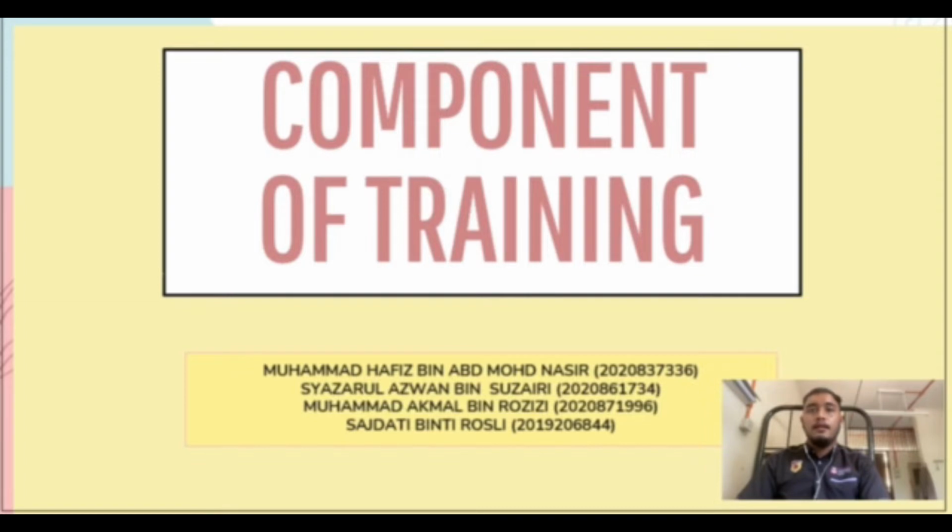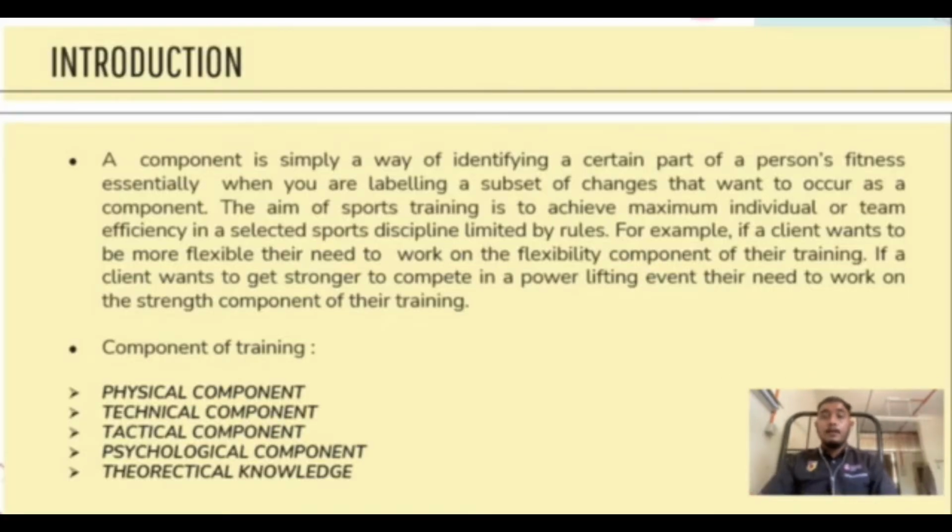We will present the topic about the component of training. The component of the training is a simple way of identifying a certain part of a person's fitness essentially. When you are labeling a subset of changes that want to occur as a component, the aim of sport training is to achieve maximum individual or team efficiency in a selected sport discipline limited by rules.